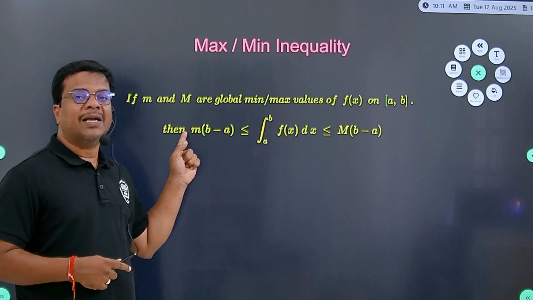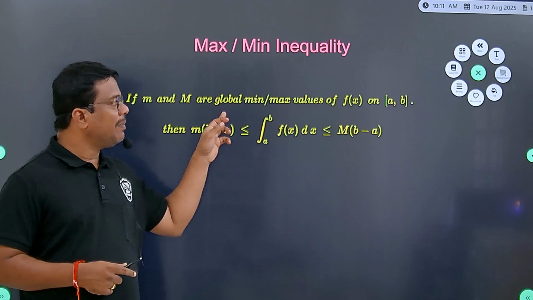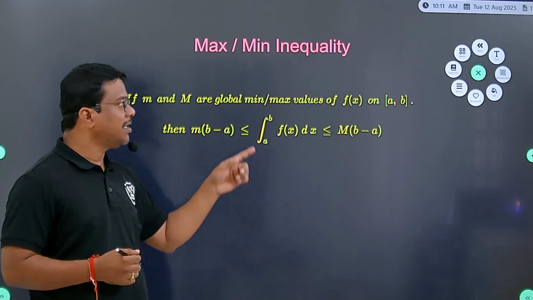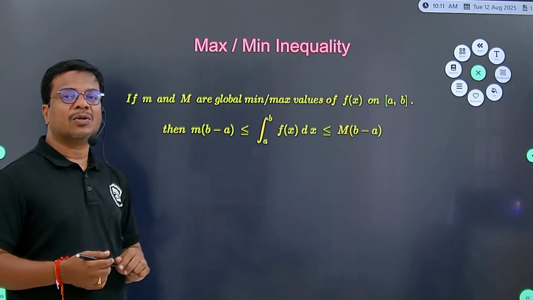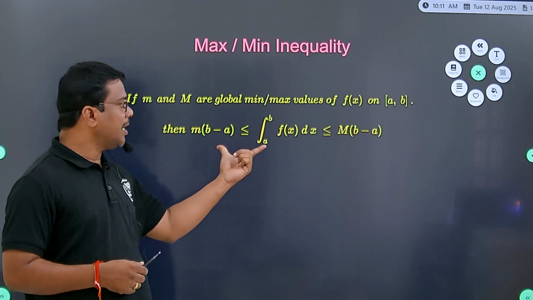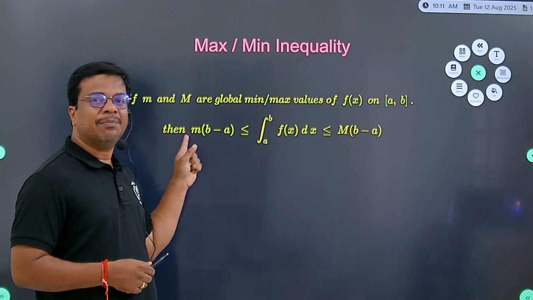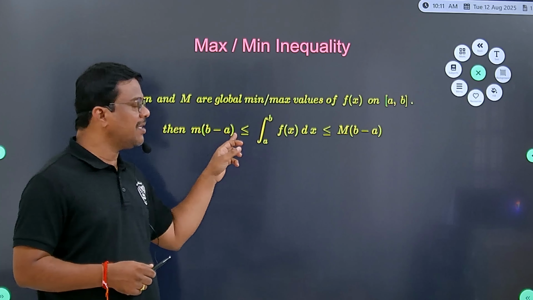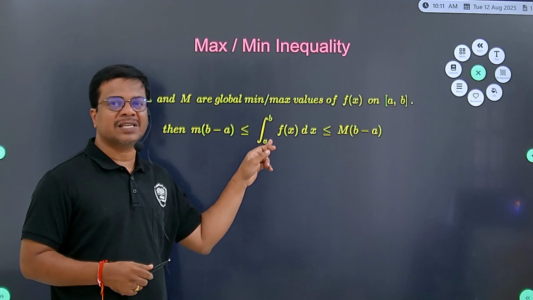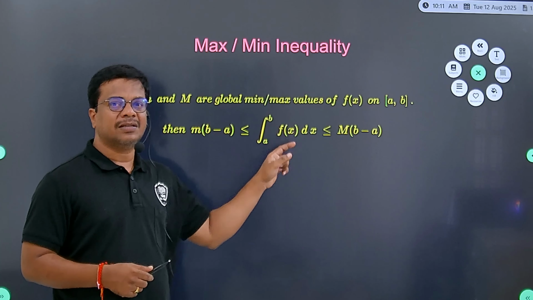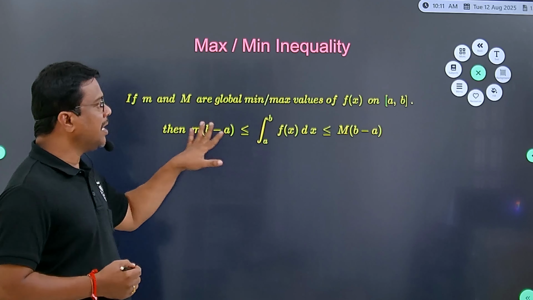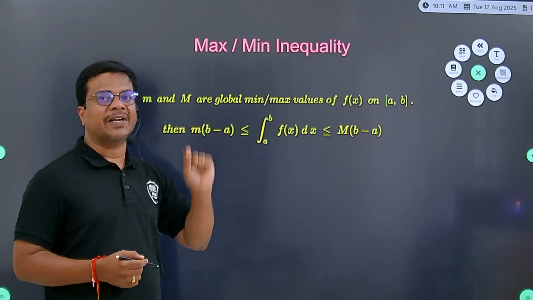If small m and capital M are the global minima and global maxima values of the function f of x, which is defined on the closed boundary a to b, then we have the inequality: small m multiplied by (b minus a) is always less than or equal to the integral from a to b of f of x dx, which is less than or equal to capital M of (b minus a). So this is the inequality in definite integrals.